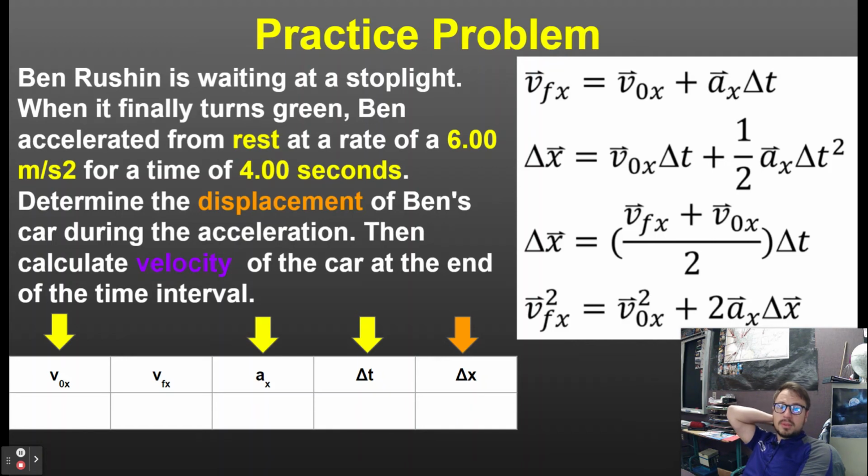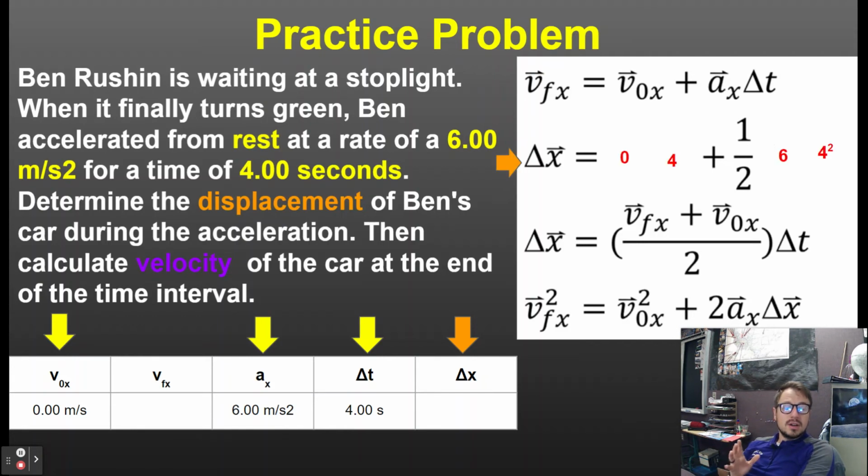I know three variables. I know the initial velocity is rest; he starts at rest, at 0. I know the acceleration, 6 meters per second squared. I know the time interval over which this acceleration took place. So now I look for the equation that has these four variables, or the one that doesn't have final velocity, right? That's going to be that middle one.